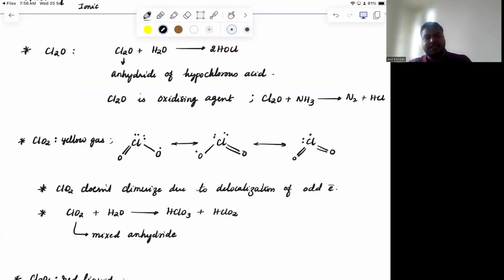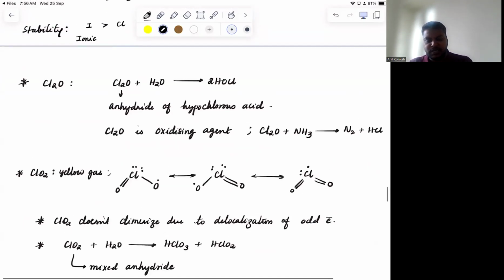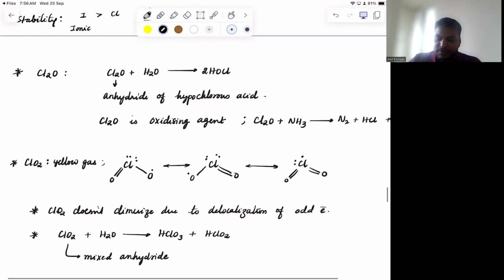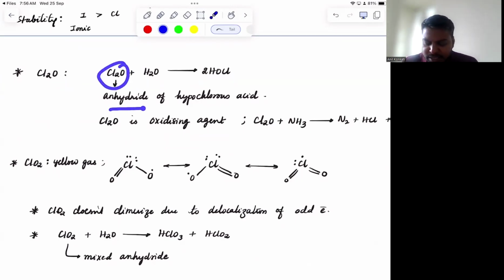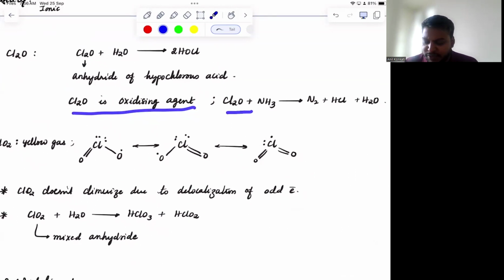Right. Now let's see what are all the oxides here and how they are prepared. First one is Cl2O. Cl2O, when you add it to water, it will become HOCl. So which means Cl2O can be considered as anhydride of hypochlorous acid. Cl2O is an oxidizing agent, and Cl2O, when you add it with ammonia, will release N2 gas and HCl will be formed here. Got it?